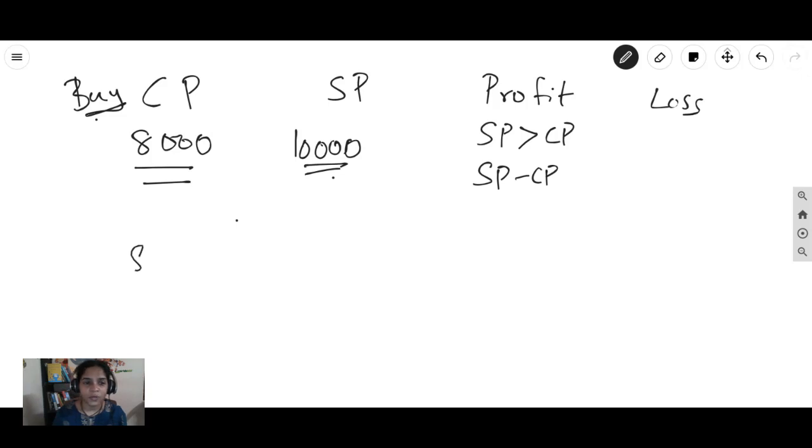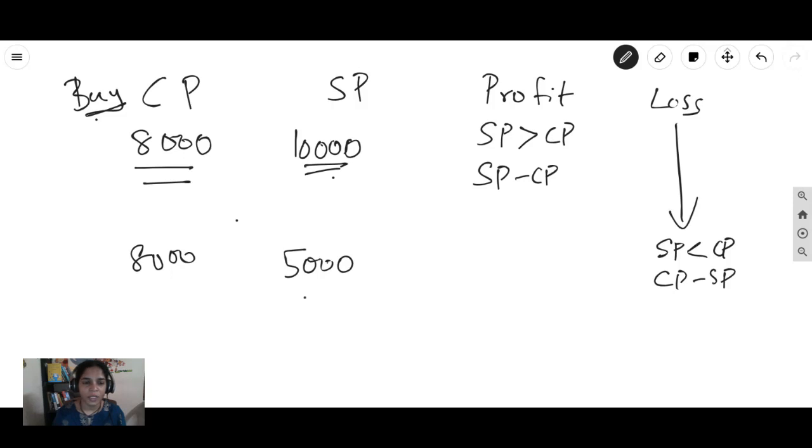But instead, you bought it for 8,000 but could not sell for 10,000. You had to settle for 5,000. You had to sell it for 5,000 because you have used it, and people are not ready to buy at the same amount. Now if you see, the selling price is not more than the cost price. The selling price is less than the cost price. Thereby you have to subtract the smaller number from the bigger number. That means you are incurring a loss. You made a loss of 8,000 minus 5,000, so 3,000 was your loss.